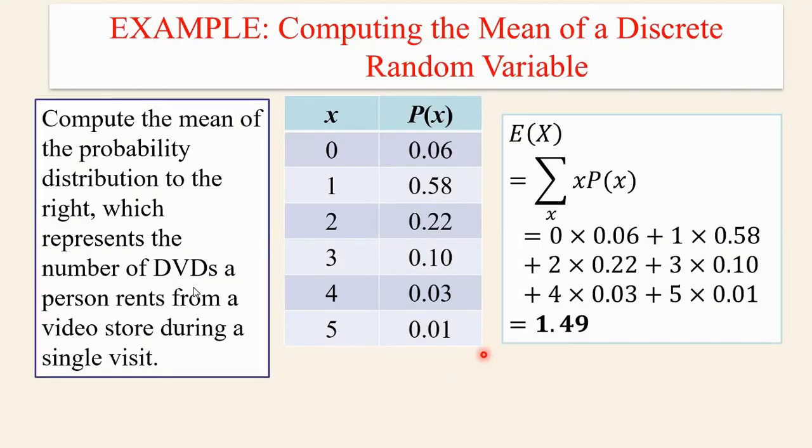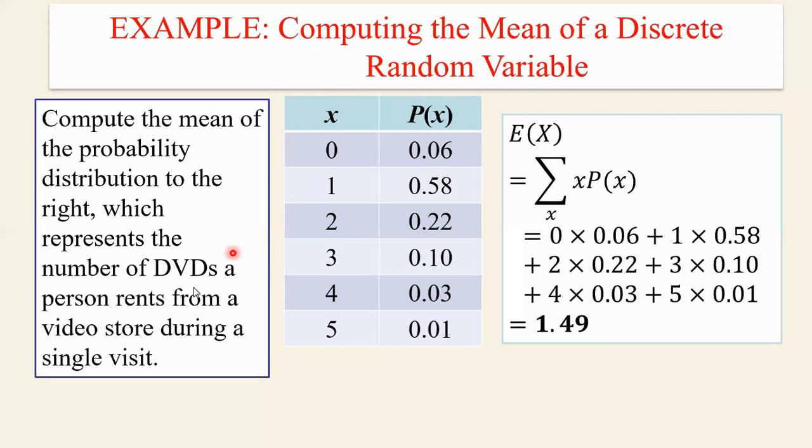So now here we are taking a simple example. Now we're looking at this example, how we can calculate the mean value, that is expected value, for a given problem. So here we have a probability distribution. This probability distribution indicates X is the, right.